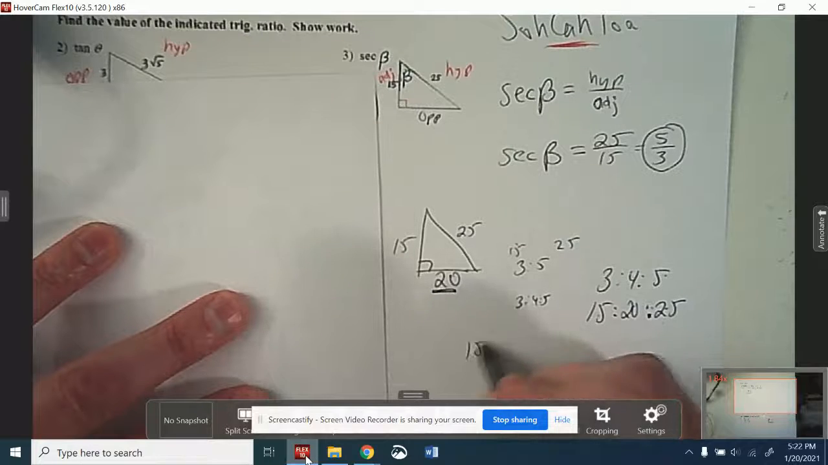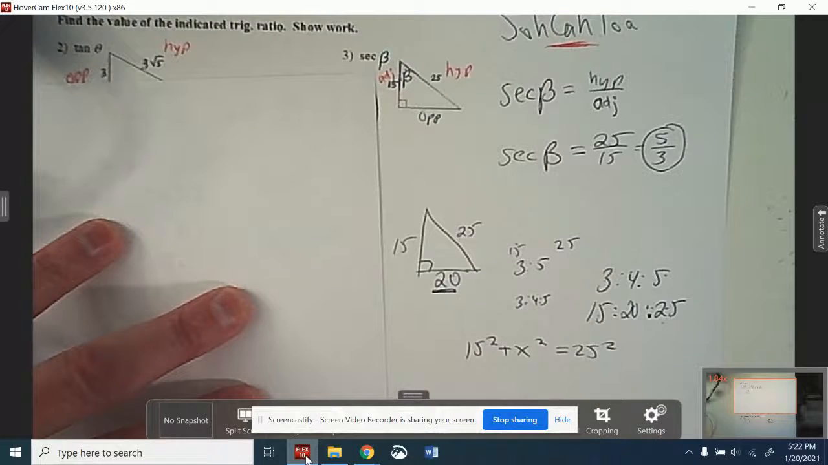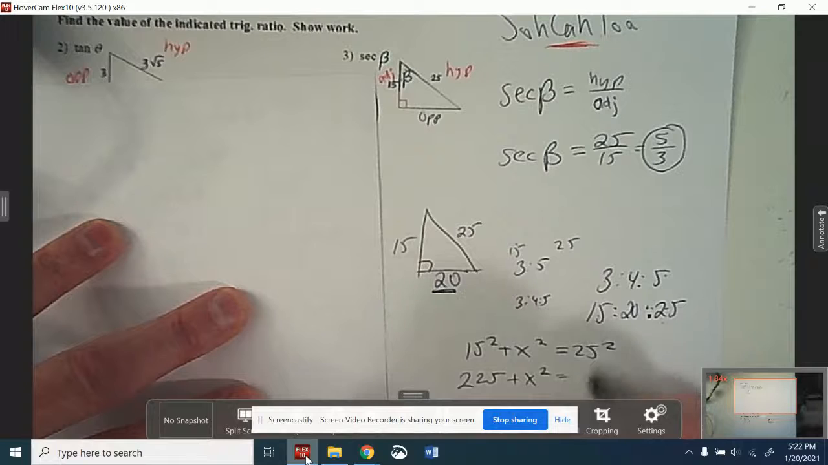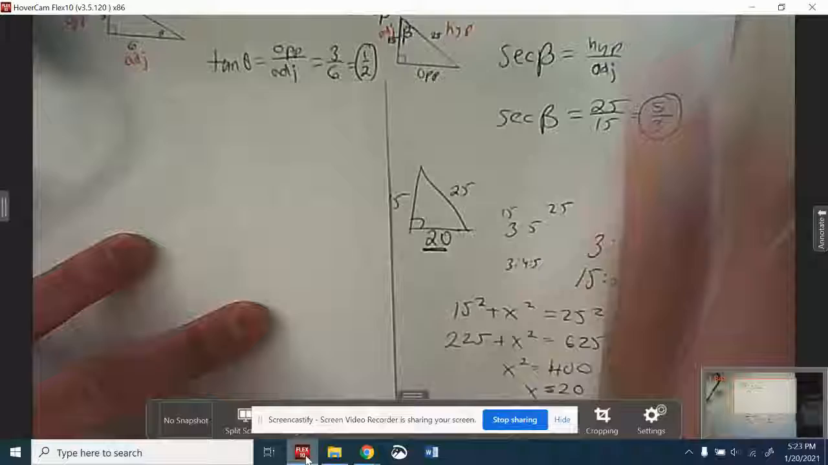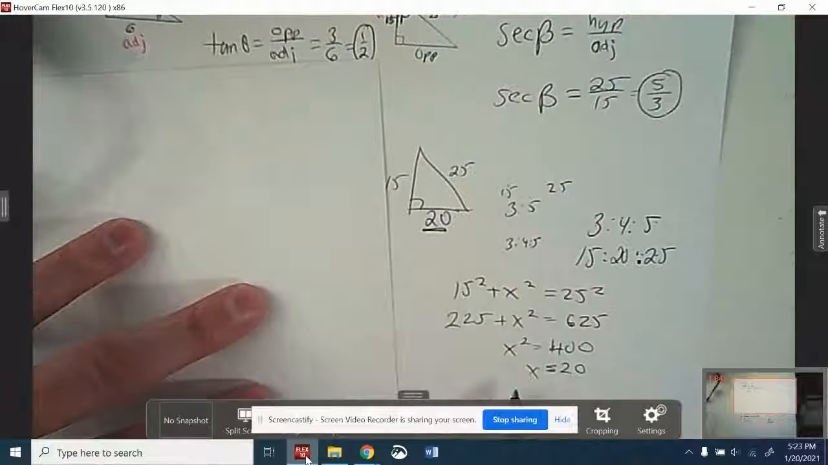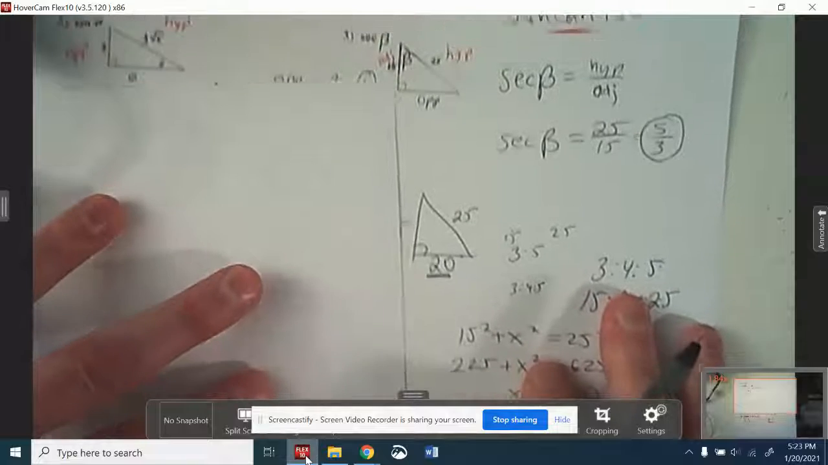But there's no harm in using the Pythagorean theorem. These would be larger numbers, so it might be a little uncomfortable. What's that, 625? And then you get x² = 400, so x = 20. So you get kind of larger numbers. It's a little uncomfortable, but definitely nothing wrong with doing Pythagorean theorem here to get that third side if you needed it. We did not need it in this case.